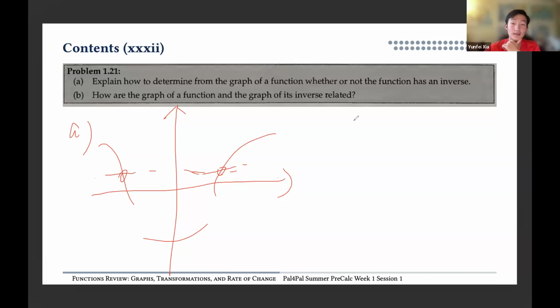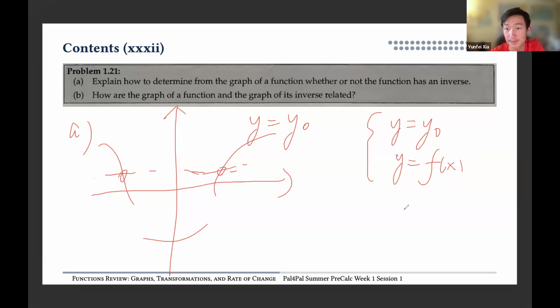Right, exactly. To rephrase it, if you think about it, what really is a horizontal line? It is described by y equals to some value of y. Let's say y naught. So the intersections are described by this because they lie on this line, but they also lie on y equals to f of x.